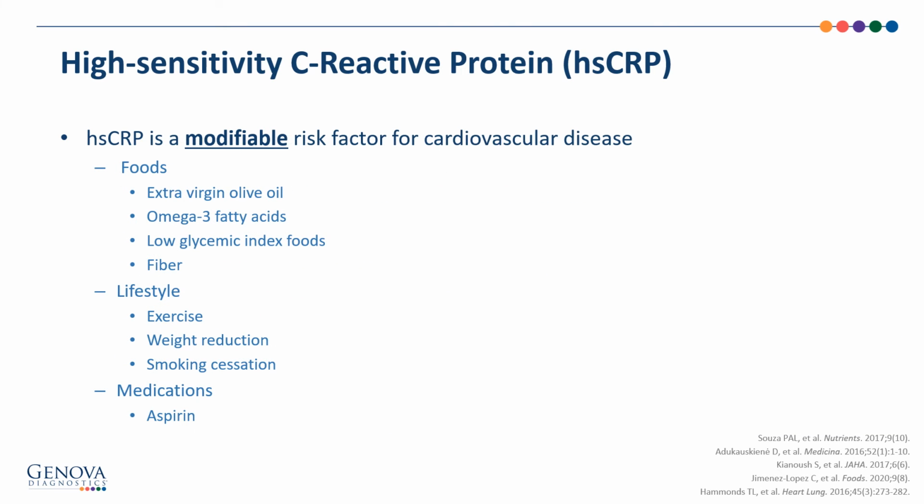As with the lipids, it is fortunately another modifiable marker for cardiovascular disease. And so consuming more of a Mediterranean Paleolithic diet, as with elevated lipids, may be associated with lower levels of inflammation, including lower hsCRP and decreased oxidative stress. Lifestyle goals are to maintain a healthy weight, smoking cessation, and medications like aspirin have been shown to even be helpful in lowering hsCRP as well.